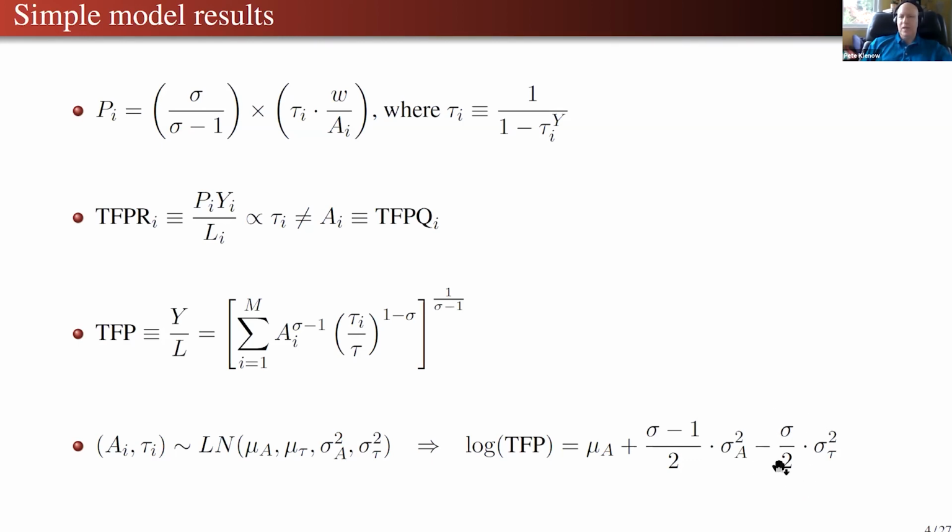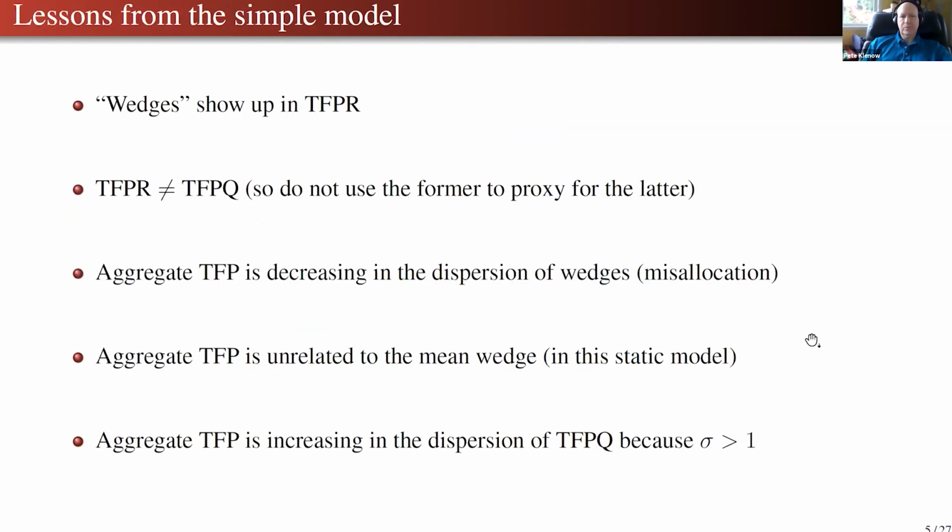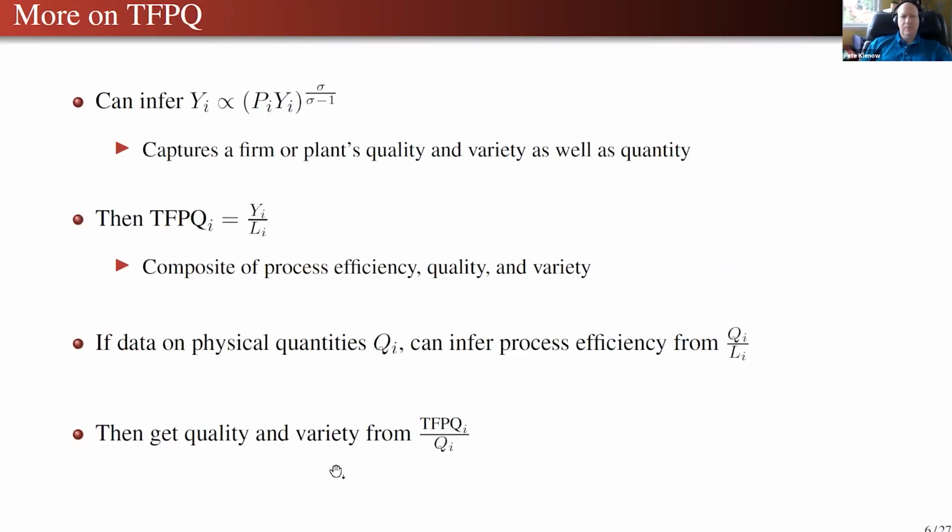So output could easily be half what it could be if you had an efficient allocation of resources, at least if you take the data on this TFPR dispersion at face value. Okay, so that's a lesson. I already mentioned the mean wedge point, already mentioned the dispersion, so let me move on.